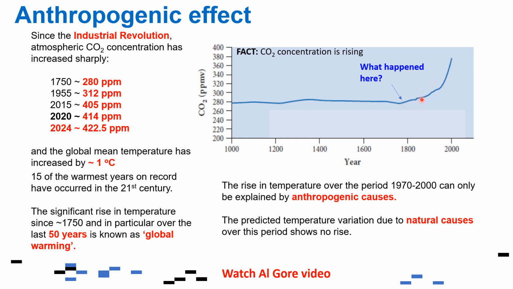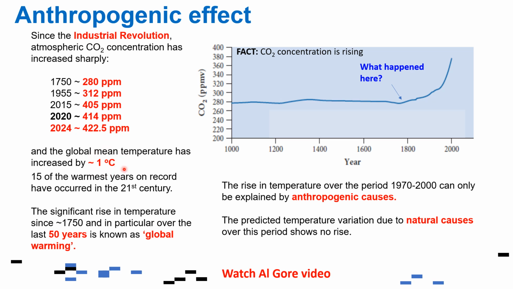The CO2 emissions from the use of carbon-based materials or fuels then cause an enhanced greenhouse effect because this is a greenhouse gas. So the more CO2 in the atmosphere, the more the Earth traps heat inside. That's why our temperature has been increasing sharply in the past many years, from 280 ppm in 1750 to 414 ppm in the current year.